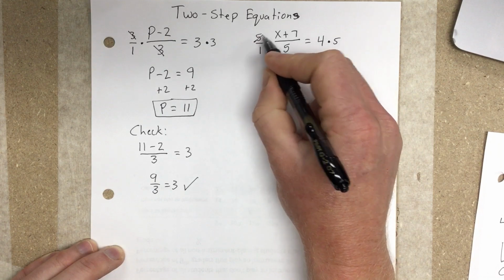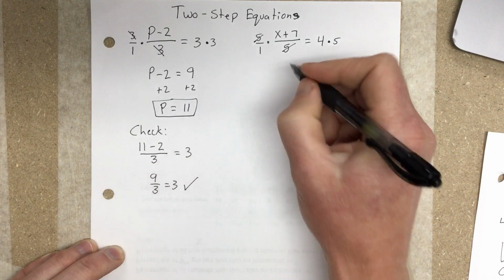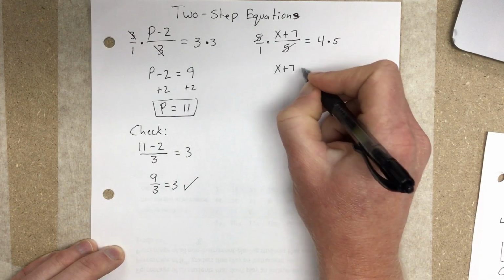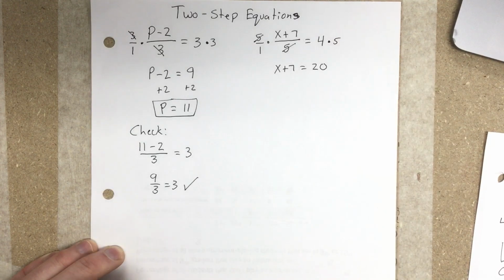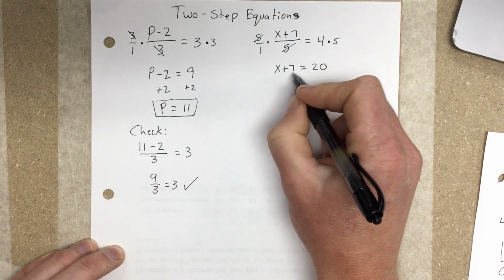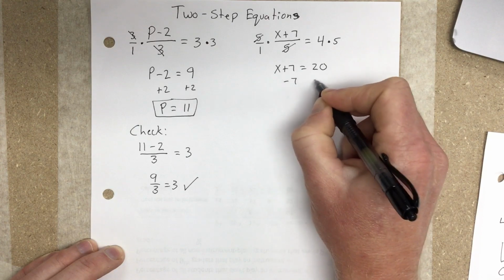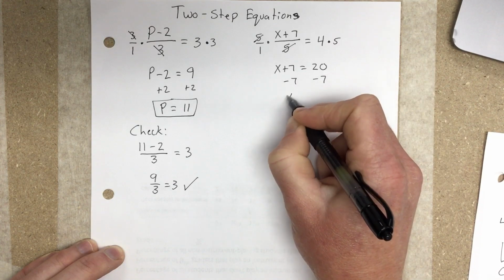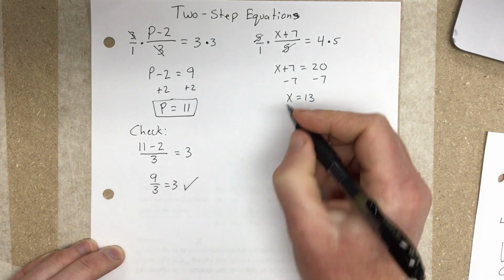Cross cancel because there's a 5 in the numerator and a 5 in the denominator. 5 divided by 5 is 1. So I get x plus 7 is equal to 4 times 5, 20. Now I have to do the opposite operation of addition. So subtraction of 7 here on both sides. And I get x equals 13. So I think the solution is 13.